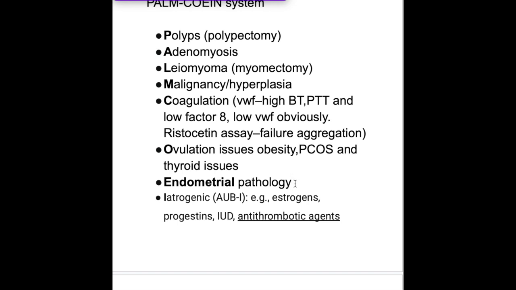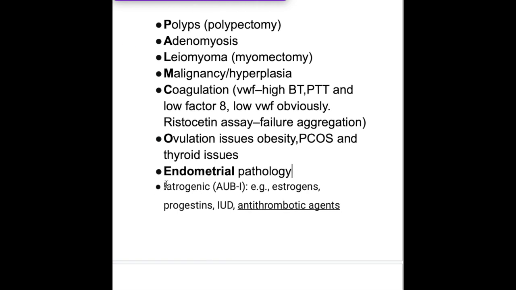We have PCOS. The next topic is iatrogenic. Iatrogenic causes include treatments in a medical facility. This includes supplementation with estrogen, progestins, IUD placement, and antithrombotic agents. As you know, this is simple physiology. Estrogen actually builds up the endometrial lining. Progesterone maintains the endometrial lining.